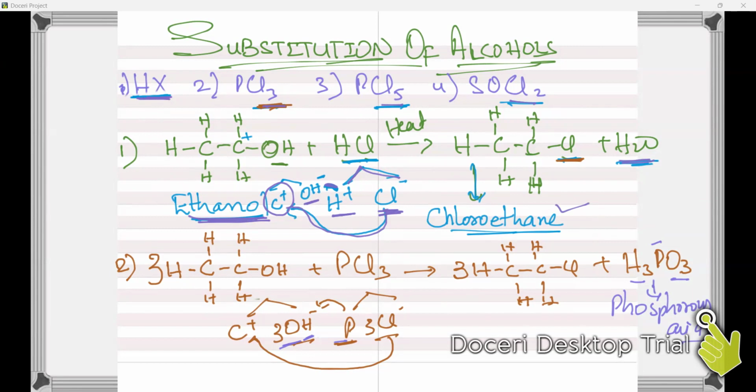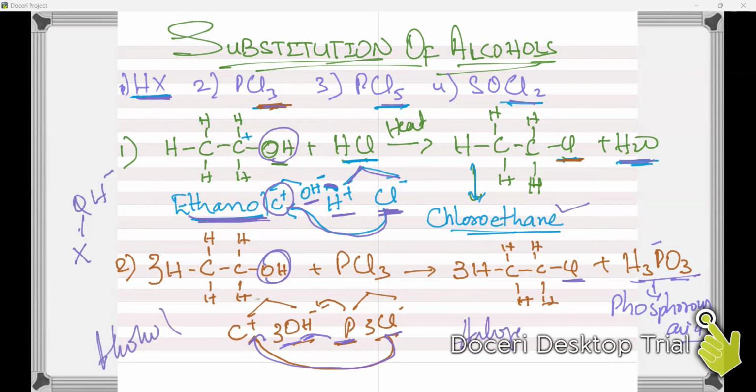This negative chloride ion will be attached with this carbon and this forms chloroethane. Similarly, in PCl3, phosphorus will be separated and three chloride ions will be separated. Hydroxide and phosphorus combine together to form phosphoric acid. This chloride ion will be attached with this carbon in the place of this. Basically, substitution means we are substituting the hydroxide ion with a halide. That halide can be chloride, can be bromide in general. So, from alcohol, generally, we are changing into halogen alkanes.